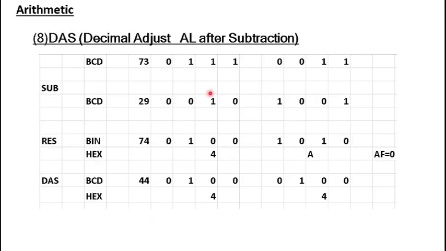Now let's re-examine this example: 73 minus 29, with 73 coded in BCD and 29 coded in BCD. The expected result is 44. The intermediate binary result for the lowest nibble is 10, which is greater than 9, so the lowest nibble needs correction. The correction is subtraction by 6, so 10 minus 6 gives 4. Then the highest nibble is 4, which is less than 9, so there is no need of correction, and it is passed as it is. The final result after DAS, the decimal adjust after subtraction correction, is 44, which is the exact answer we expect.